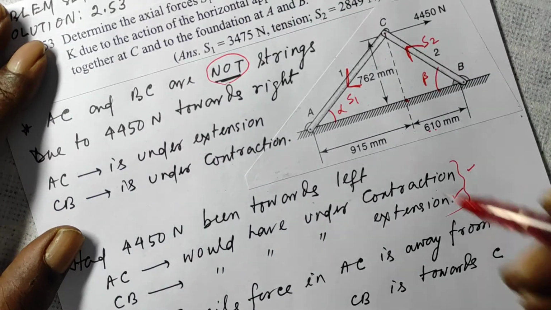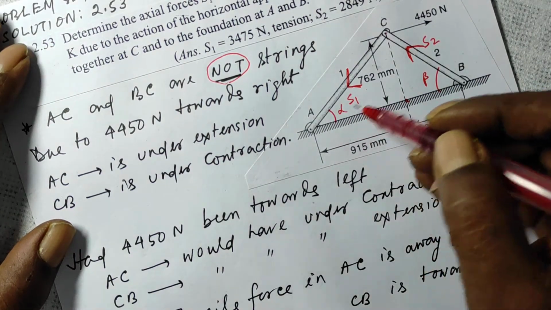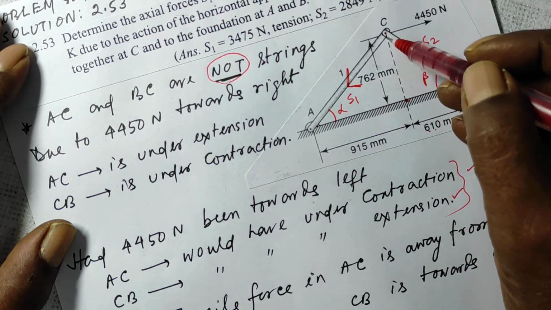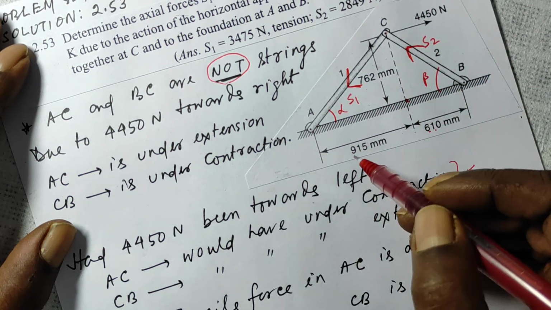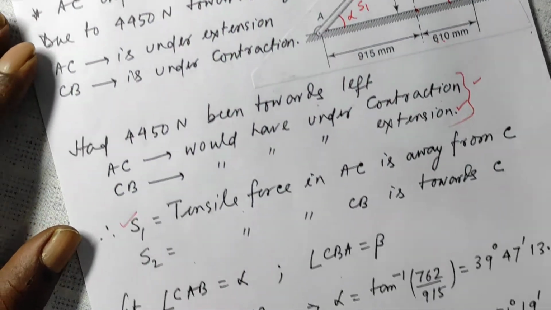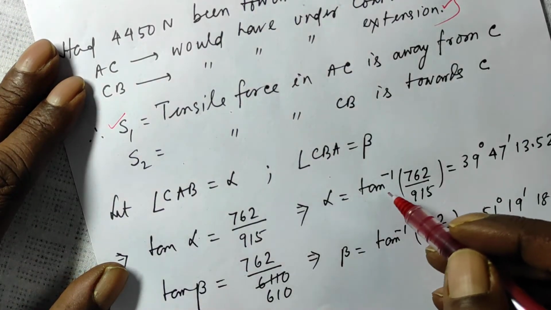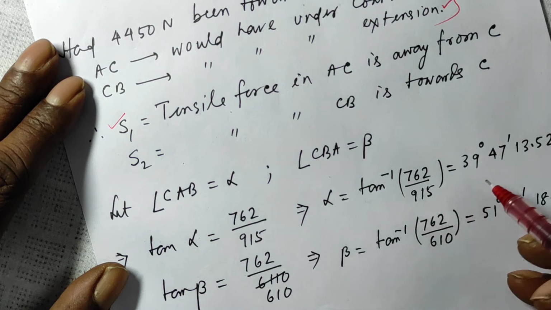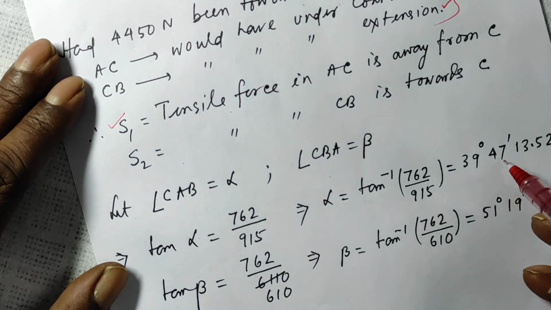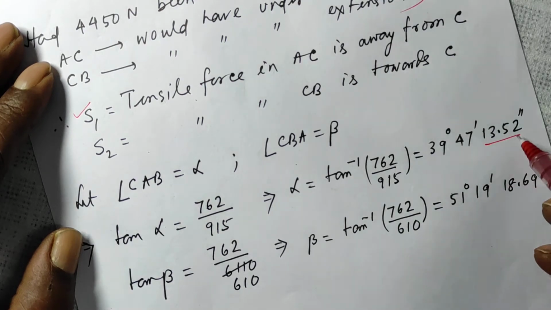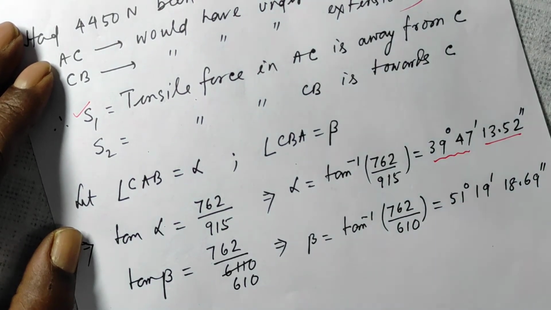So tan alpha, tan of this angle, will be the perpendicular over base, that is equal to 762 over 915. Tan alpha is equal to 762 over 915. So alpha is tan inverse of 762 over 915. That comes out to be 39 degree 47 minutes of arc, 13.52 seconds. I will not consider the seconds, I will only consider this.